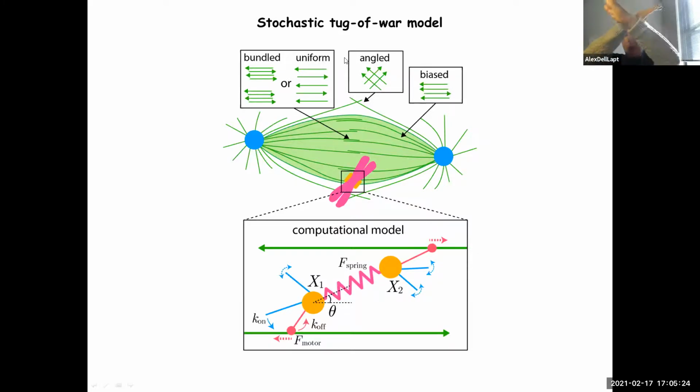Away from the spindle, there are many long microtubules growing away from the spindle, and they of course overlap at certain angles. They're not anti-parallel like on the surface of the spindle. So we call it an angled network like this. And then close to the spindle poles, it's a biased polarity. The majority of microtubules are growing in the same direction with the same polarity. So we examined how this contraption will behave on different networks like that.